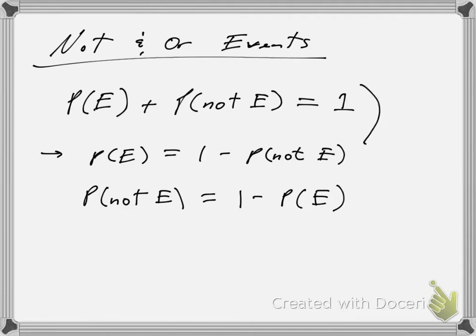This whole idea right here is that the probability of something happening and it not happening add up to 1. Okay, so let's do a problem here to illustrate this.